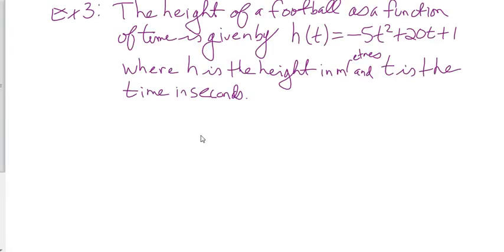Step 3. The height of a football as a function of time is given by h of t is equal to negative 5t squared plus 20t plus 1, where h is the height in meters, and t is the time in seconds. Is there a question here? And the question is, what is the height of the ball?